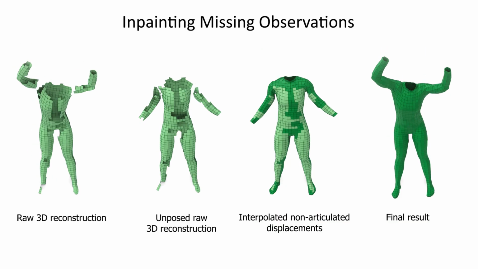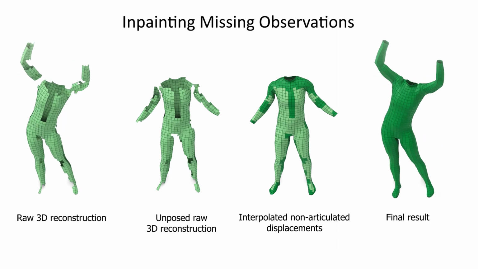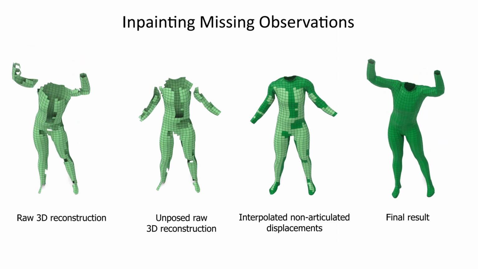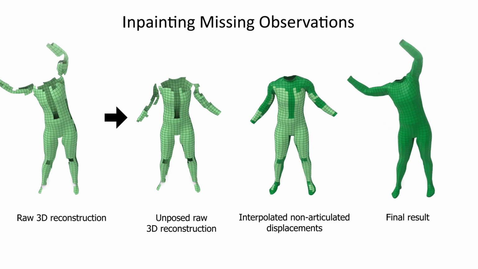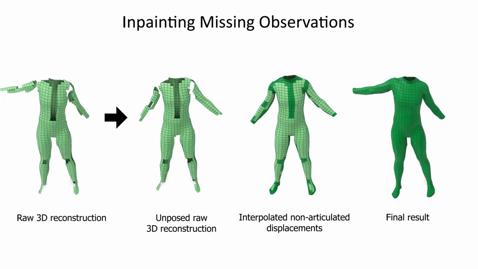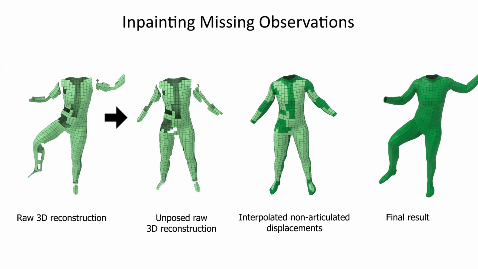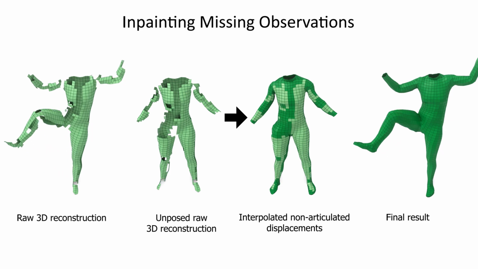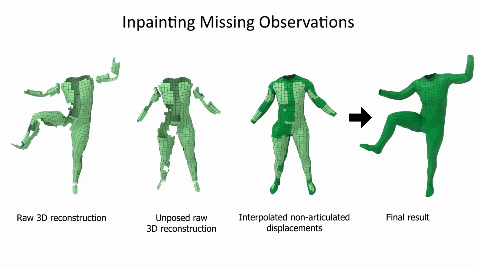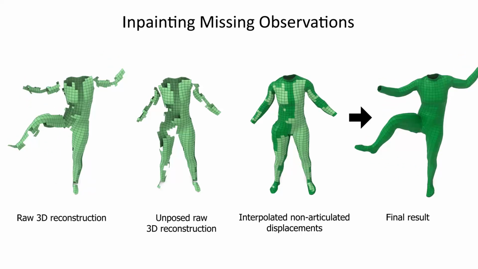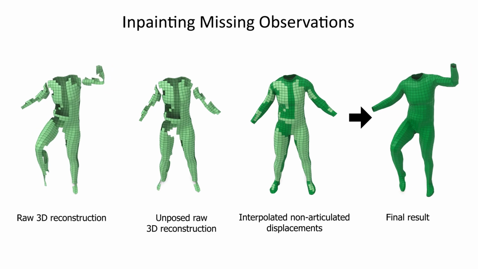To generate our final result, we first fit our refined body model to the 3D reconstructed points to solve the pose. Then, we map the raw 3D reconstructed points to the rest pose, interpolate the missing observations in the rest pose, and finally, apply skinning to bring this interpolation back to the current pose.